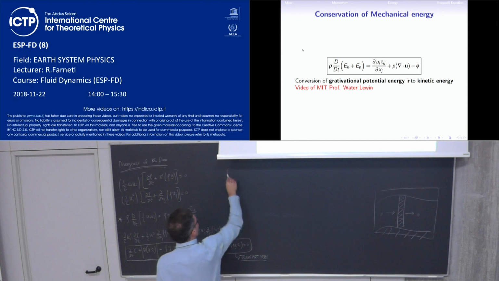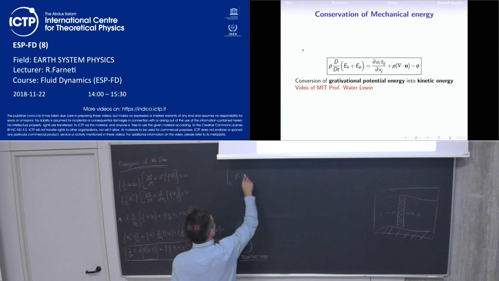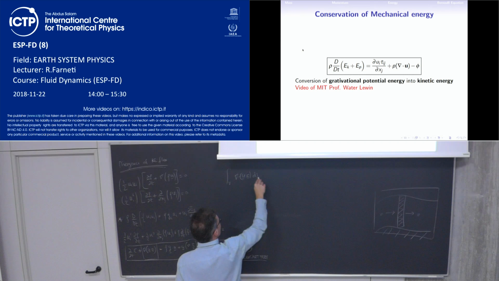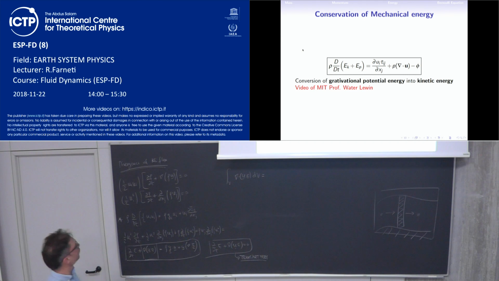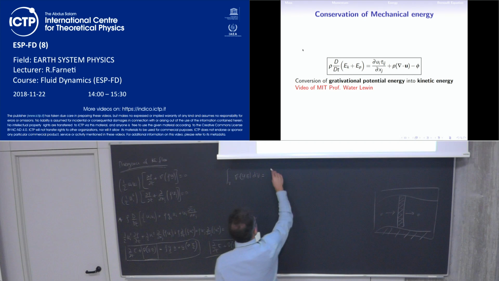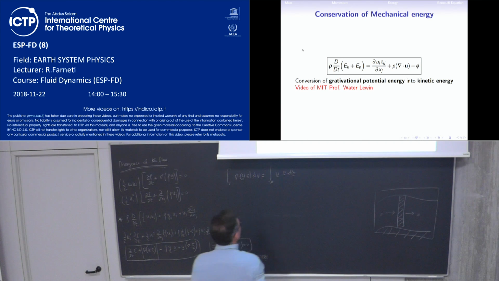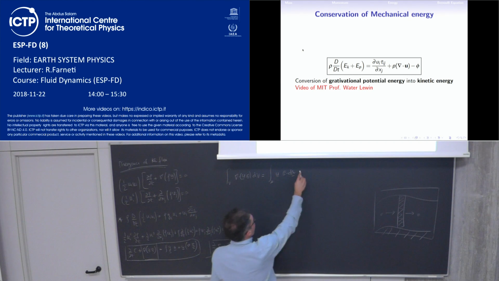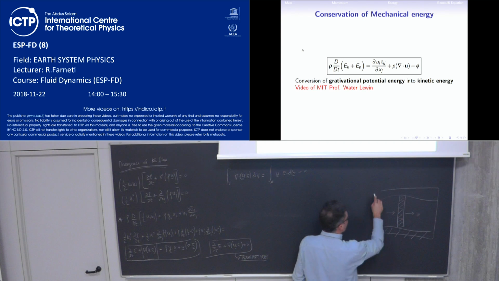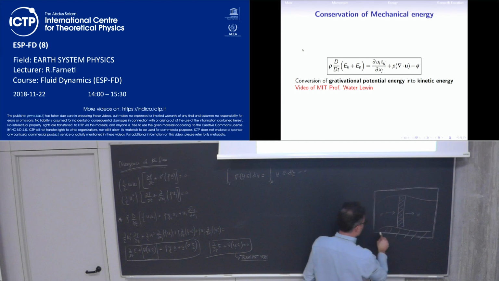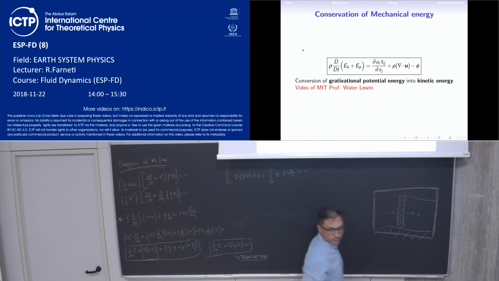In fact, if you integrate this divergence of kinetic energy flux over the total volume of the atmosphere or the ocean or whatever, through Gauss, this is equal to zero as long as there are no fluxes of energy on the boundaries of your domain, right?